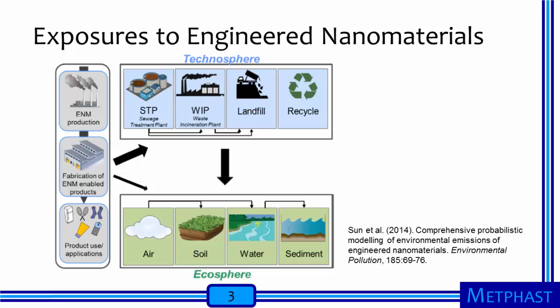In this drawing from Sun and co-authors, we see some of the steps in the life cycle of engineered nanomaterials. The production of raw engineered nanomaterials and the fabrication of nanomaterial-enabled products were discussed in a previous module. In this module, we will consider the risks that people working with nanomaterial-enabled products have of being exposed to engineered nanomaterials as they use or manipulate the products.